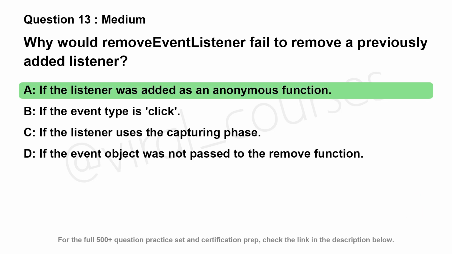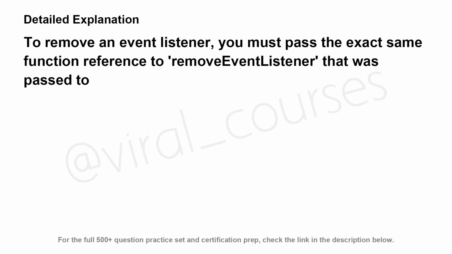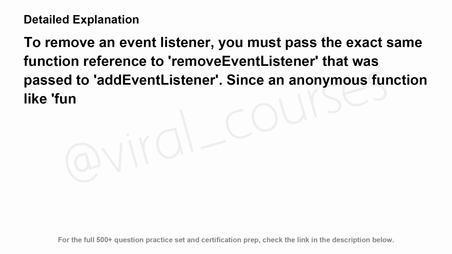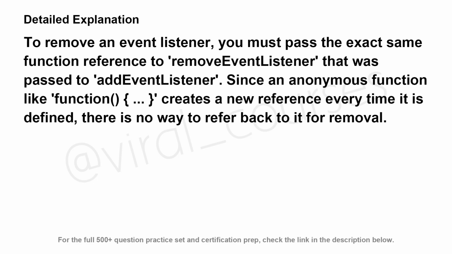The correct answer is A. To remove an event listener, you must pass the exact same function reference to removeEventListener that was passed to addEventListener. Since an anonymous function like function { ... } creates a new reference every time it is defined, there is no way to refer back to it for removal.